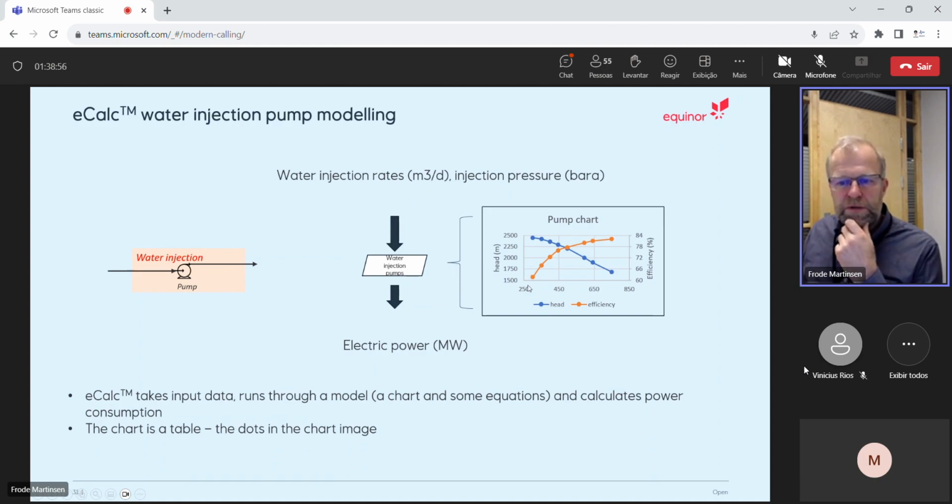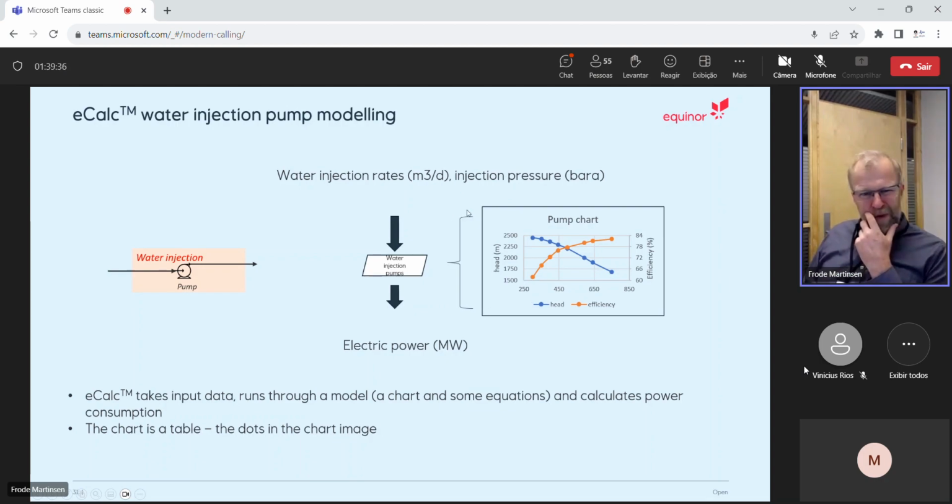And this is very simple, and you can just write down these numbers at rate 270. You note down the head and the efficiency, and you do the same at rate 300 and 400 and 450, etc. That's your table of a pump chart. That's the dots here: rate and head and efficiency at the same rate. Why is this all you need? The equations are quite simple. You can look them up in Wikipedia. This is an incompressible fluid.